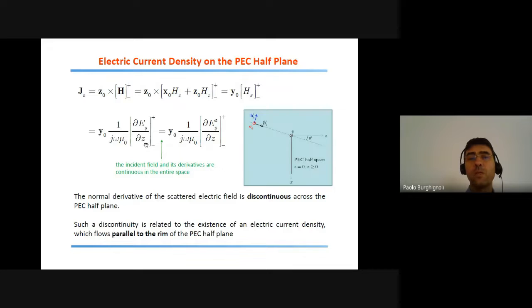So basically, since we know that the incident field is that of a plane wave, and that field is continuous along with its derivatives everywhere in space, here we have a jump, so the only thing that jumps can be the scattered field, because the incident field is continuous. So in these square brackets, you can insert directly the scattered electric field, which is discontinuous, therefore, across the perfectly conducting half plane. And of course, this discontinuity is related to the existence of this surface electric current, okay?